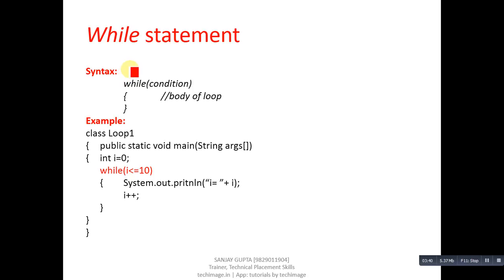Here is an example of a while loop. This int i = 0 is known as the initialization statement. Then while has the condition i less than or equal to 10. Then System.out.println will print the value of i on the console. Then i++ will be considered as the increment operation.